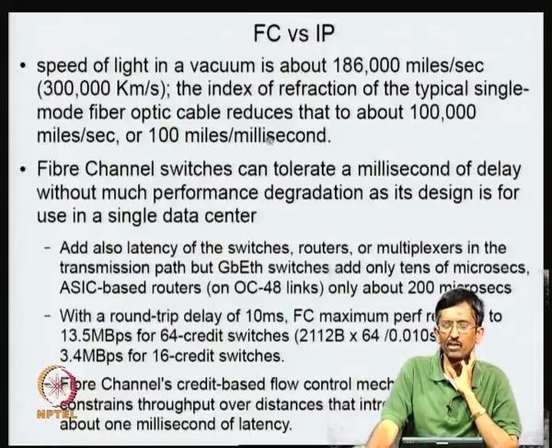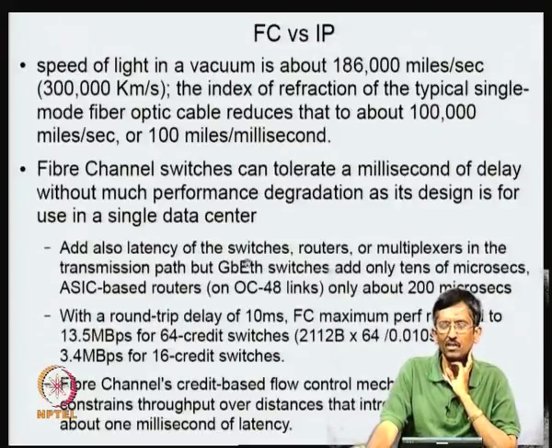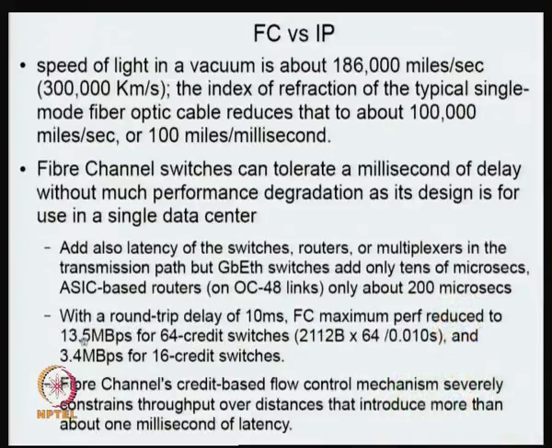Even if you add other things like the latency of switches, routers, etc., it is only, for example, tens of microseconds, which is not too much. So if you assume that it's a millisecond or at the maximum 10 milliseconds, you will notice that the performance of Fibre Channel maxes out. You can see this, for example, if you have what are called 64 credit switches. So you have Fibre Channel switches, or routers you might call them, at the link layer level.